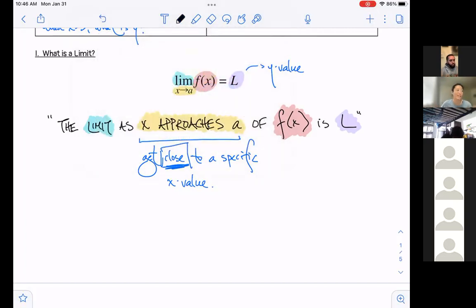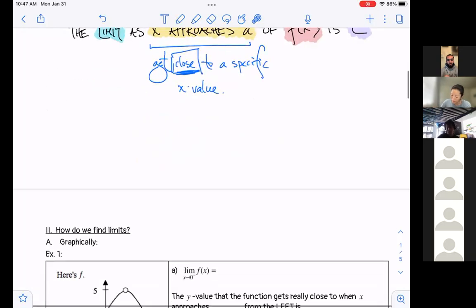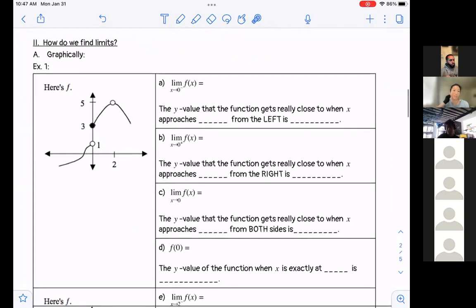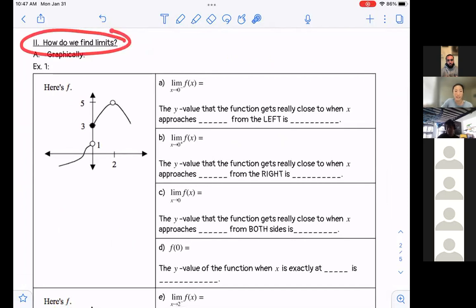But let's practice this. Let's take a look at some pictures. And now we're going to be trying to answer these questions about what happens when we get close to specific y values. All right, or close to specific x values. All right, so let's take a look at this example. All right, so how do we find limits? And the first way we're going to look at this is graphically. We're going to look at how we find limits from a graph.